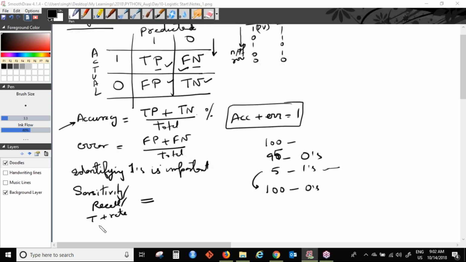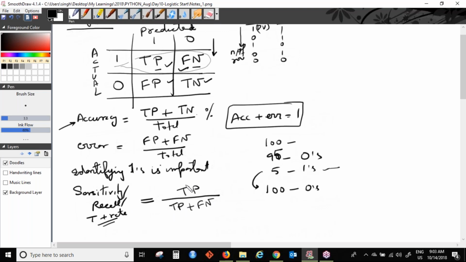Yes, since it is called true positive rate, it will have true positive as the numerator. And remember, it will have the row total as denominator. So the row total is the actual ones in your data. So I'll write true positive plus false negative. So this is your sensitivity.